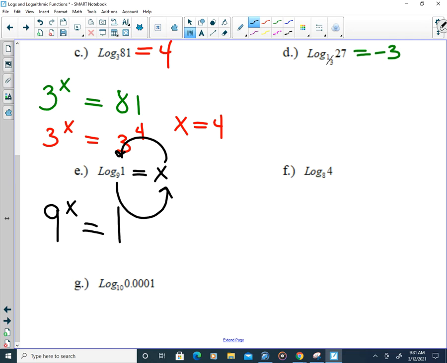Well, there's another rule that you have to remember. Remember back when Mr. Stuckey was teaching you guys, he said anything to the 0 power is 1. A to the 0 power is 1. So I could take 1 and rewrite 1 as 9 to the 0 power. So now they have the same base. So x is 0. So log base 9 of 1 is 0.